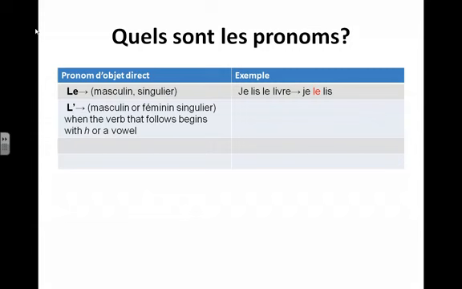Second example, l' is used for a noun that is masculine or feminine singular when the verb that follows begins with an h muet in French, or a vowel. Let's see the example. J'appelle Marc or Marie. Je l'appelle. Marc is masculine, Marie is feminine. I'll give you both examples. See that the verb that follows begins with a vowel, appelle. That's why you put l' apostrophe. Je l'appelle.